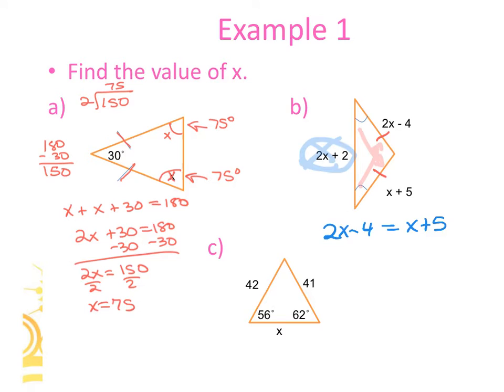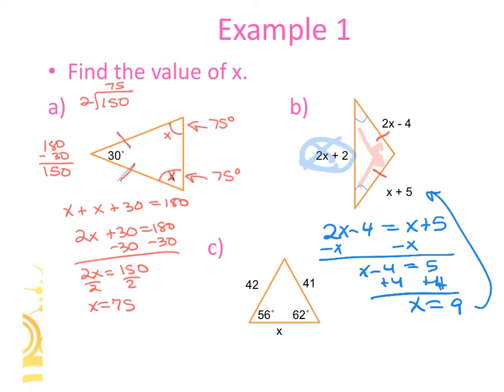I'm going to group my x's together, so I'm going to move the x to the left and then move the 4 to the right. So the value of x is 9. If they were to ask you how long the side is, you would be doing 9 plus 5, get 14.